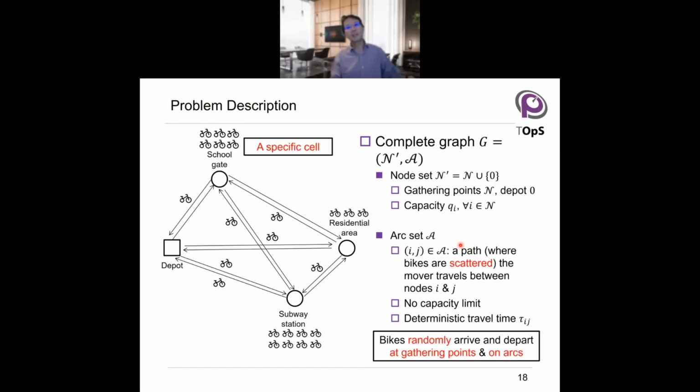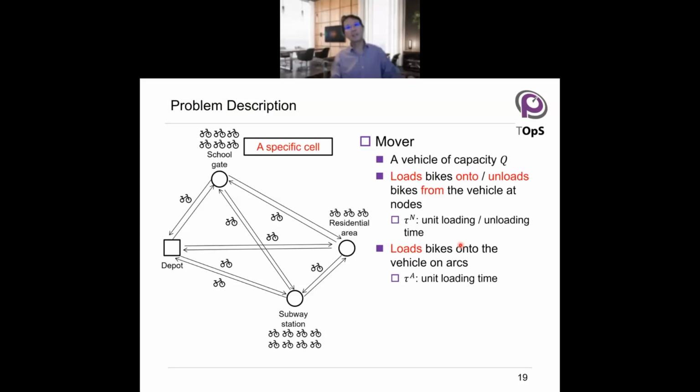And the arcs represent paths the mover may travel between the gathering points. The arcs also have scattered bikes. We assume that the bikes randomly arrive and depart from the nodes, or gathering points, and also on arcs. And the mover has a capacity, like shown in the picture, an e-tricycle may have a capacity of 20 or 30 bikes. And the mover loads bikes at every node, loading them onto the vehicle or unloading bikes from the vehicle to the nodes.